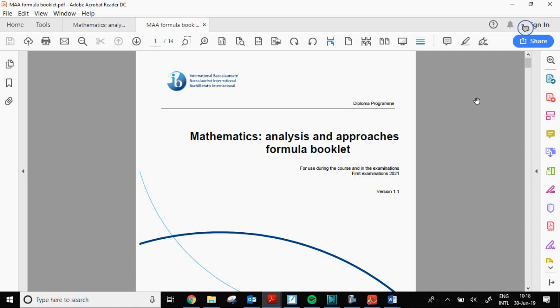And you'll know you have the right one if it says Mathematics Analysis and Approaches. Oh yeah, that's the other thing. There's also the other IB course, Applications and Interpretations. So you wouldn't want to accidentally acquire that formula book because that's going to be way off.